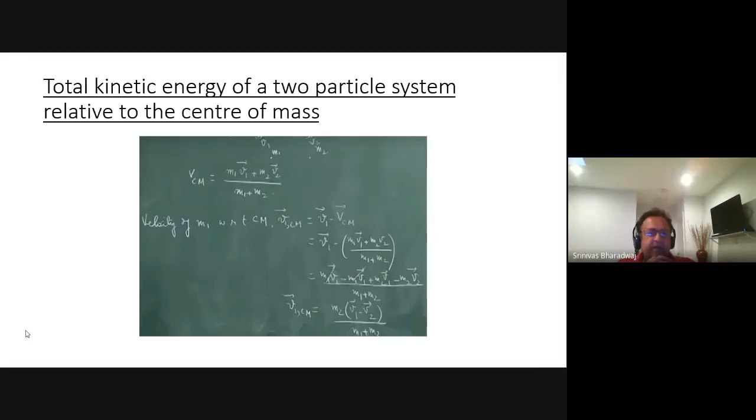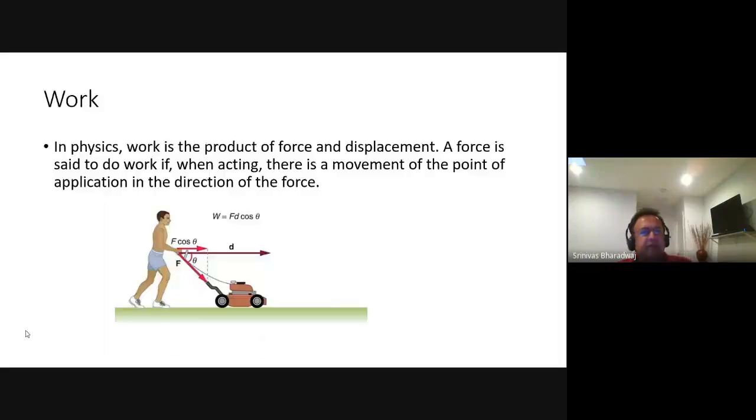Now, the kinetic energy of a system of particles, under certain circumstances only, is conserved. We will be introducing work, power, and energy today, but you must understand that kinetic energy need not necessarily be conserved. I'll come to this center of mass calculation in the next class. First, I want to introduce you to all the ideas that we are going to see.